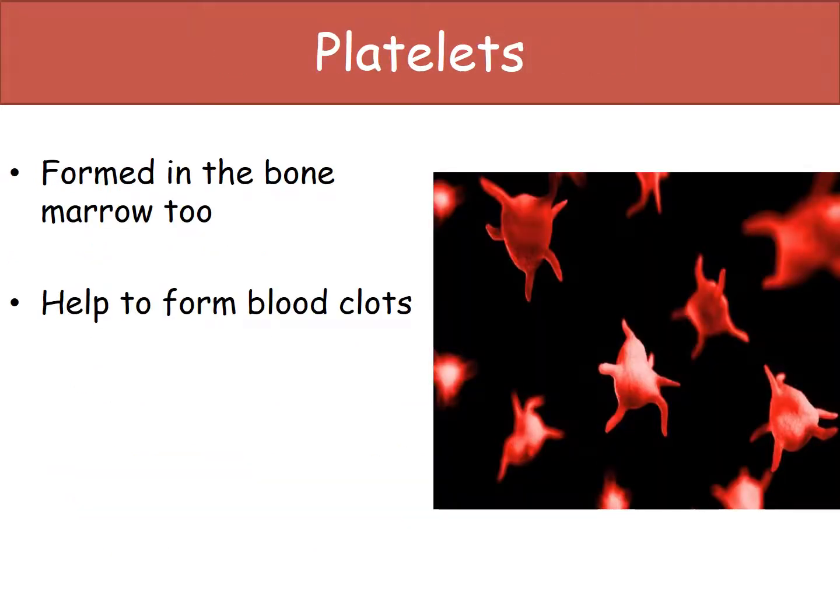Platelets. Platelets are formed in the bone marrow when large cells break down into smaller ones. Platelets help to form blood clots, which help to prevent the loss of blood and help to prevent microorganisms from entering the body.